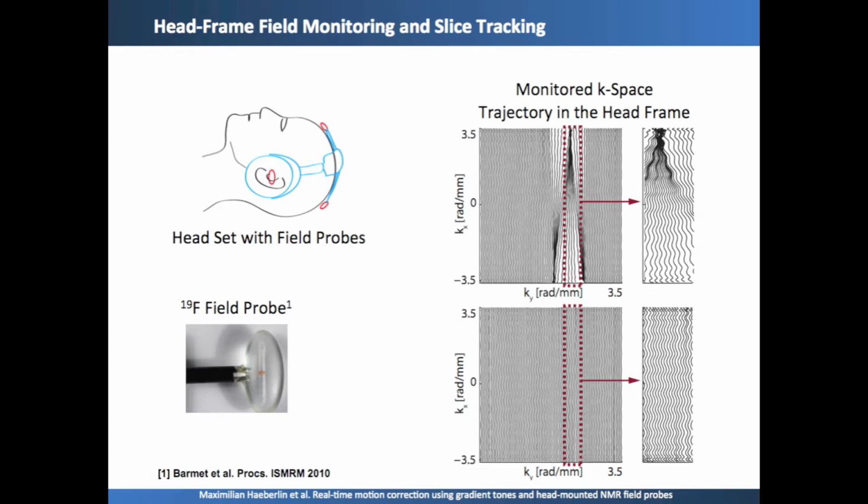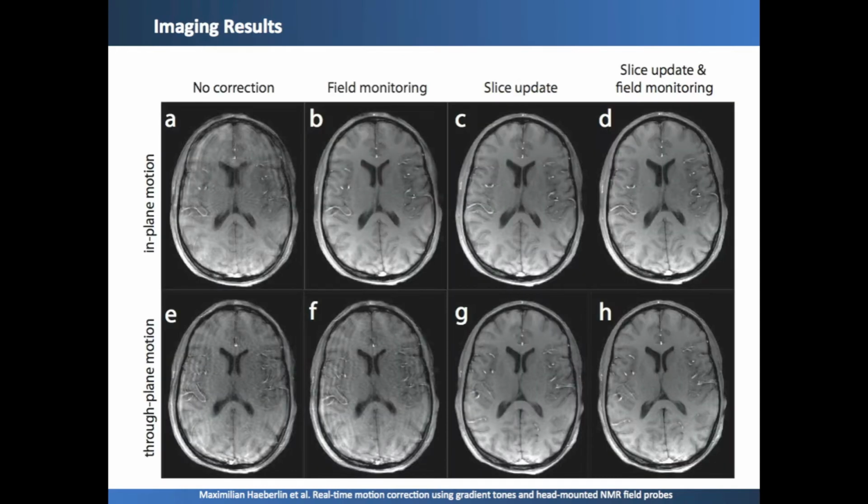The additional benefit of concurrent field monitoring in the head frame is its ability to capture encoding perturbations from field drifts, physiological activity of the subject, or motion that occurred between the slice excitation and the imaging readout. Here is the gallery of imaging results. You can see in image B that field monitoring in the head frame can correct for in-plane motion, whereas this is not enough for through-plane motion, as you can see in image F. You need prospective motion correction to account for through-plane motion, as illustrated in image G.